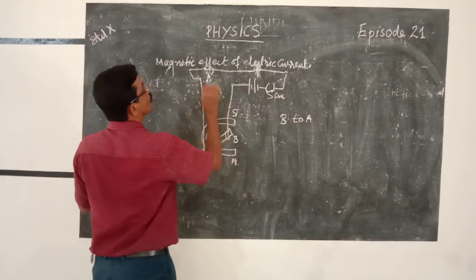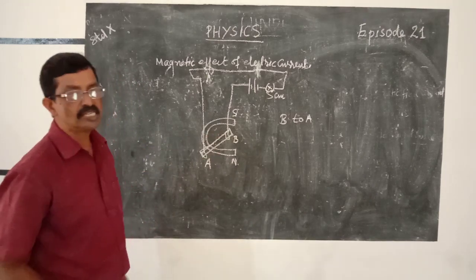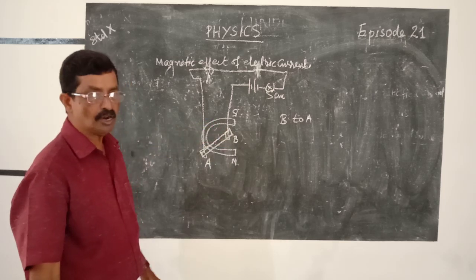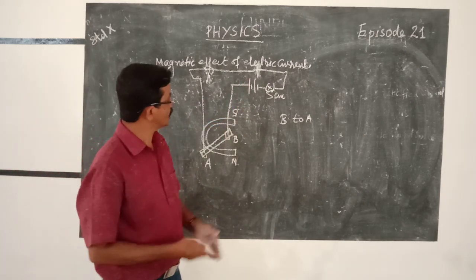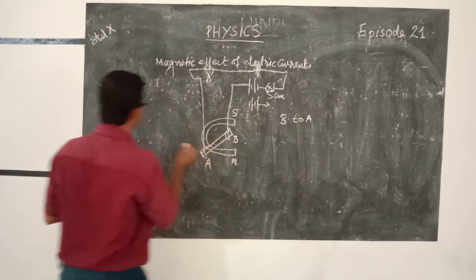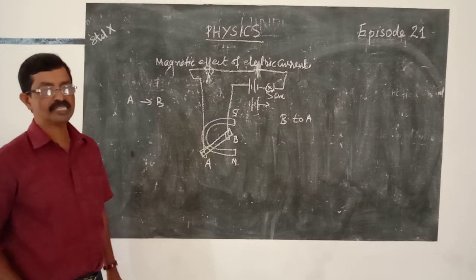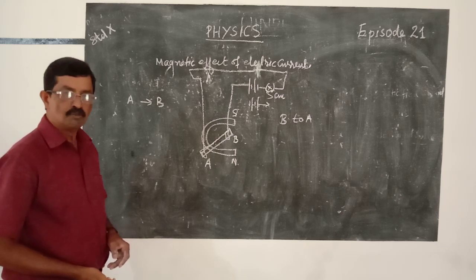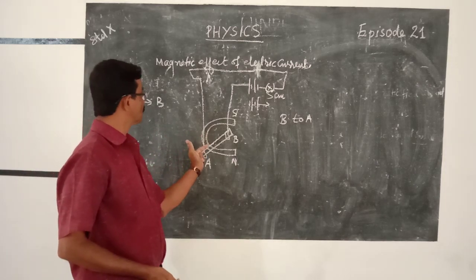by closing the plug key, then we can say this end is moving to the left of this one. And if current, that is by reversing this battery, that means here negative in this way, now current is from A to B. See, in which direction this one is moving.